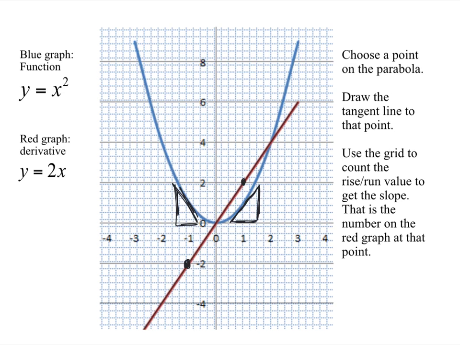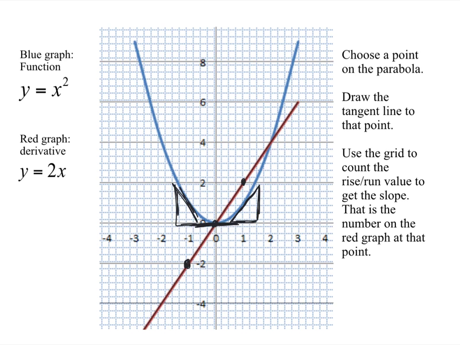The other place to look at perhaps is at 0. What is the slope of the tangent line at 0? Well, that's a horizontal line, and we know the slope of any horizontal line is 0, which also is the value of that derivative on the red line. So looking at that, if we count the grid marks, we can actually estimate what the slope would be at those points.